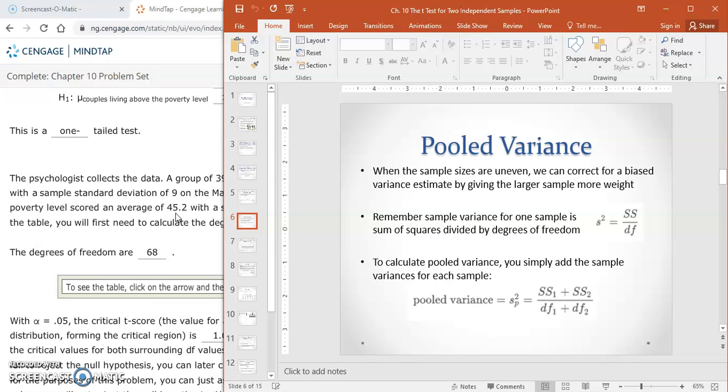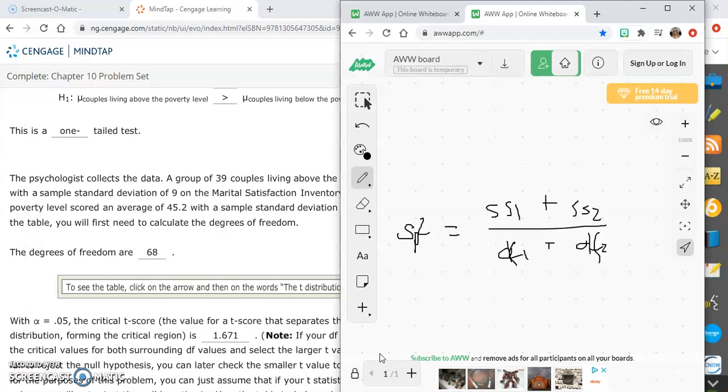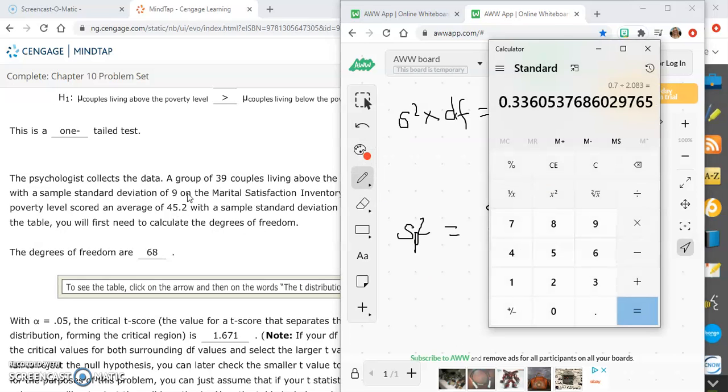Okay, so before I can get that though, because remember they gave me standard deviation, not sums of squares. So to get the sums of squares from the standard deviation, I have to take the standard deviation, square it, and multiply it by degrees of freedom. Okay, so now I'm going to do that for each one of my groups.